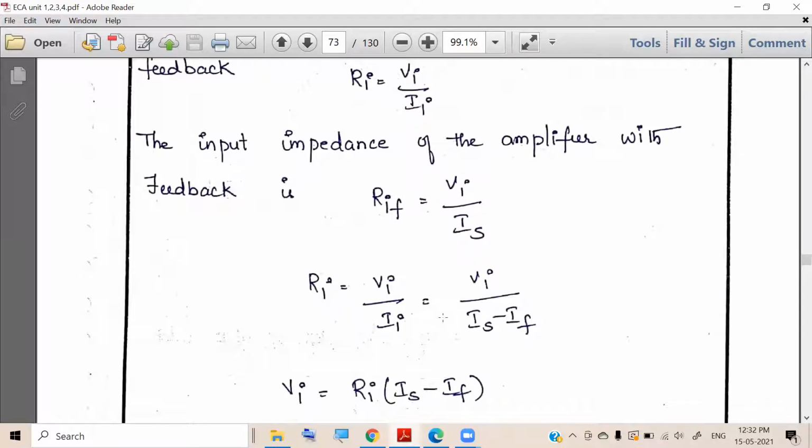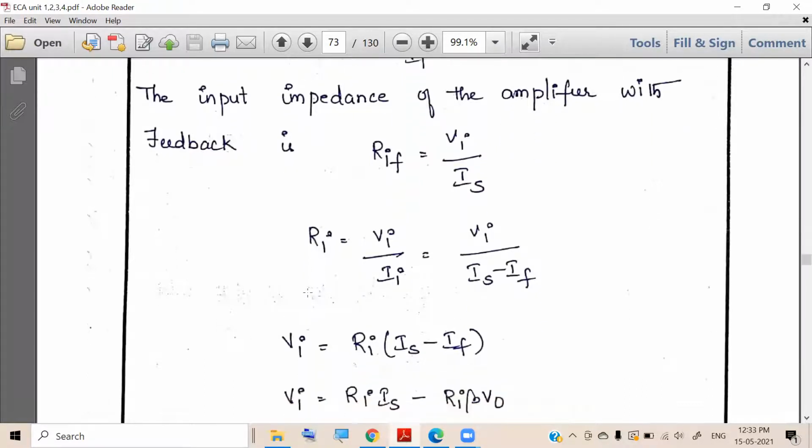If we cross multiply this Is minus If to the other side, we have Vi is equal to Ri into Is minus If. We are just cross multiplying this Is minus If to the other side. Next, we are multiplying this Ri inside. So Vi is equal to Ri into Is minus Ri into If.